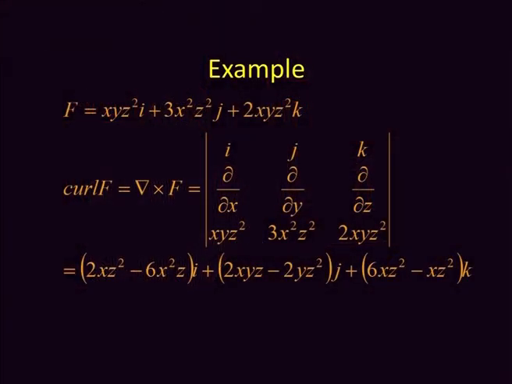Now, I will show you an example representing curl of a vector function. If a vector function is defined as x y z square i plus 3 x square z square j plus 2 x y z square k, then curl f is given by the determinant value i j k, del over del x, del over del y, del over del z, and in the third row x y z square, 3 x square z square and 2 x y z square, which gives again a vector value as defined.